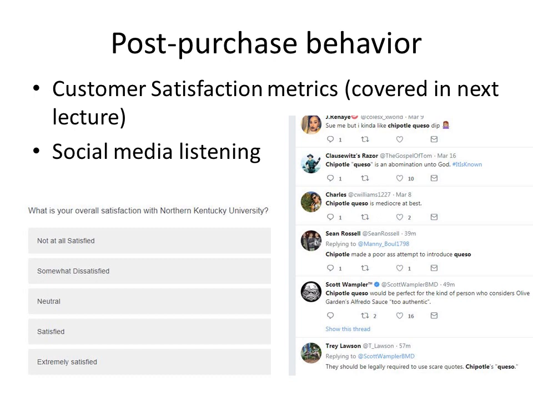And we can also do social media listening. Chipotle recently introduced queso dip, and from looking at some of these tweets that are very current, just from the last couple days, we see that it's an abomination from God, it's mediocre at best, and well, you get the idea. So this is one way that we can really get a feel for how people feel after the purchase.